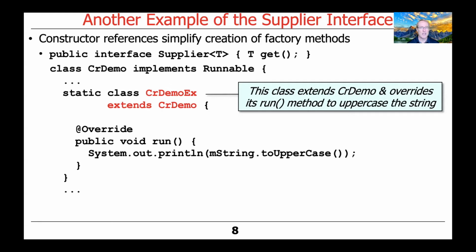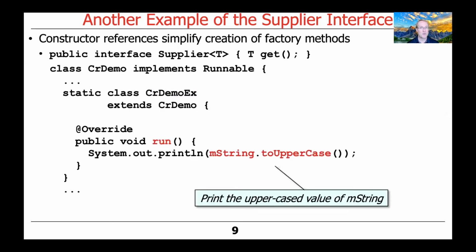This example will be a nested class called CRDemoEx, for extended, and that extends the CRDemo class that we just talked about. And it's going to have a run method that will uppercase the string. So you can see when its run method is called, it uppercases the value of the string, whereas the original version in the CRDemo class just printed out what the current value was.